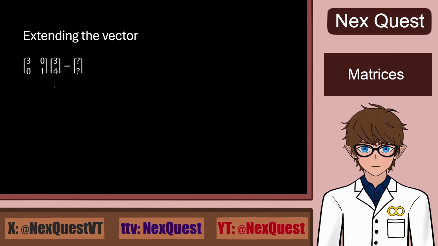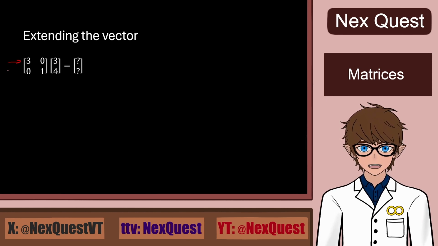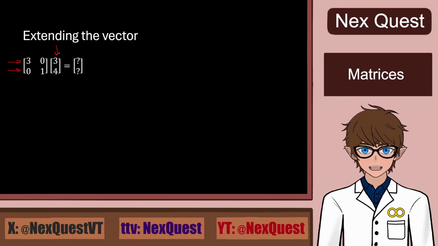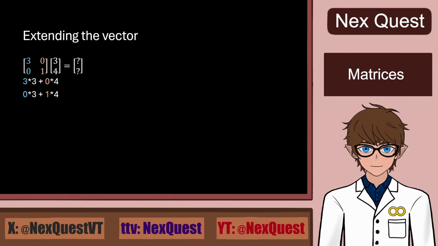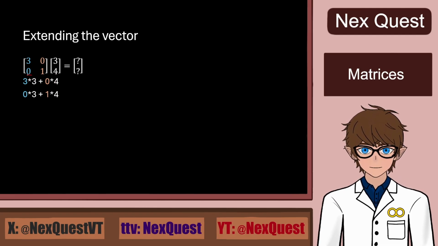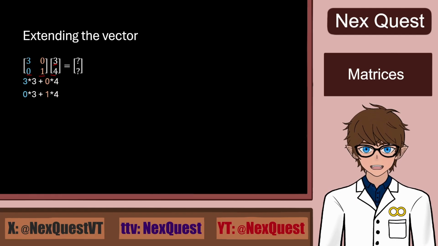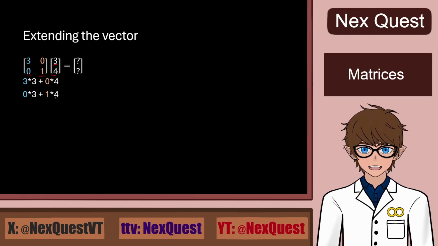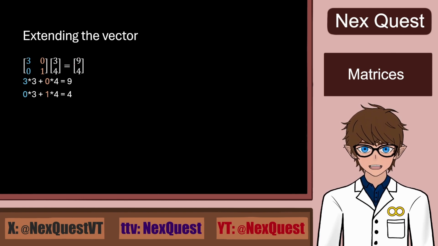Now, a question for you. What would matrix 3, 0, 0, 1 do? Well, let's write out the process. First, I'm marking the rows and the columns again, so I can always keep that handy. First element, it's 3 times 3, plus second element is 0 times 4. And then first element, second row, times first element is 0 times 3, plus second element is 1 times 4. This is 9 plus 0, and this is 0 plus 4. So we're having 9 and 4, and we see that our final vector is 9, 4.